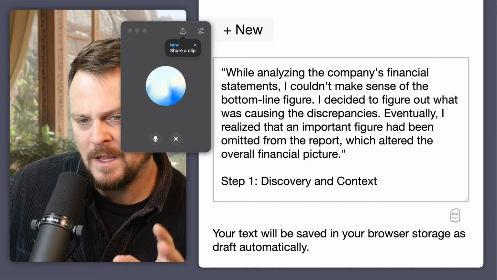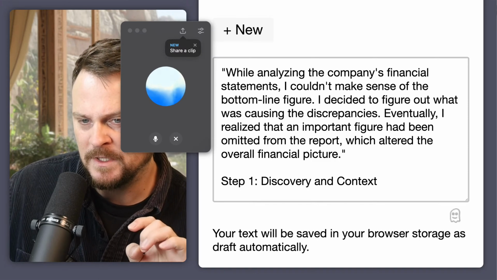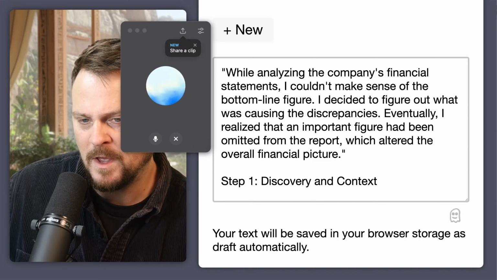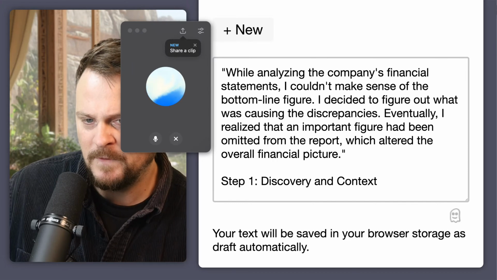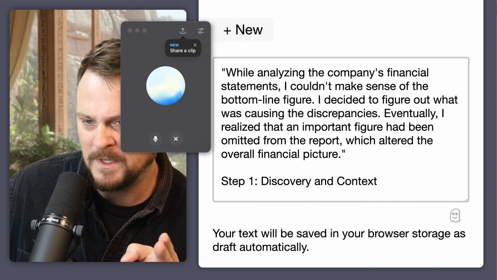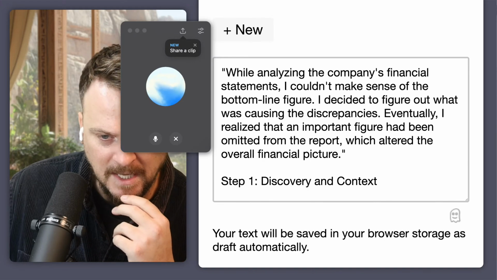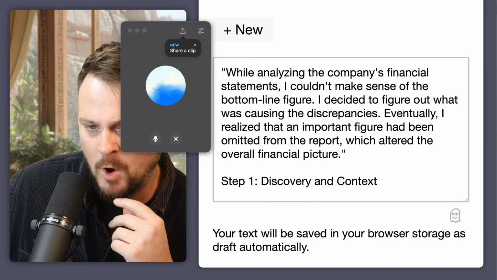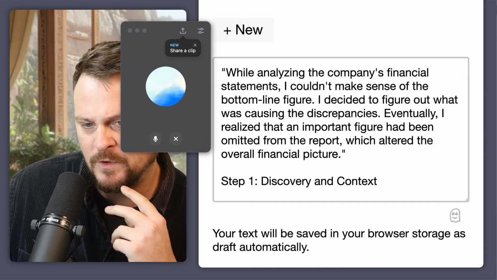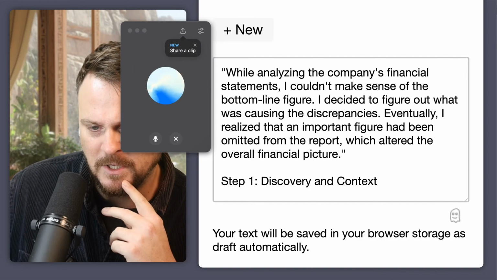While analyzing the company's financial statements, I couldn't make sense of the bottom line figure. I decided to figure out what was causing the discrepancies. Eventually, I realized that an important figure had been omitted from the report, which altered the overall financial picture.